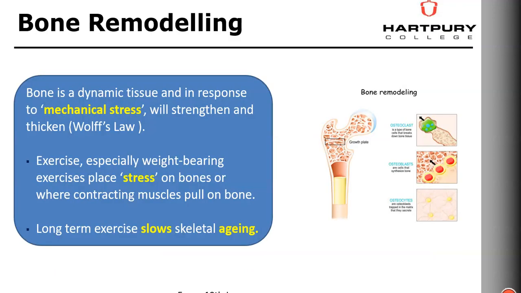So bone remodelling generally is a response to mechanical stress, okay? So if we are exercising, that will produce a mechanical stress leading to strengthening and thickening of the bone, and that's known as Wolff's law. So exercise is weight bearing. Like I said, it places stress on the bones when the muscles are contracting. And long-term exercise can slow that skeletal aging, so slowing down the process of osteoarthritis.